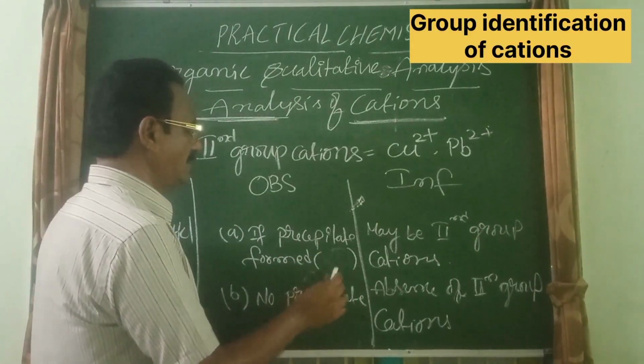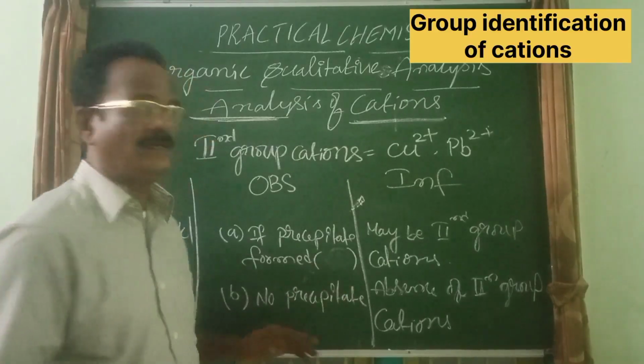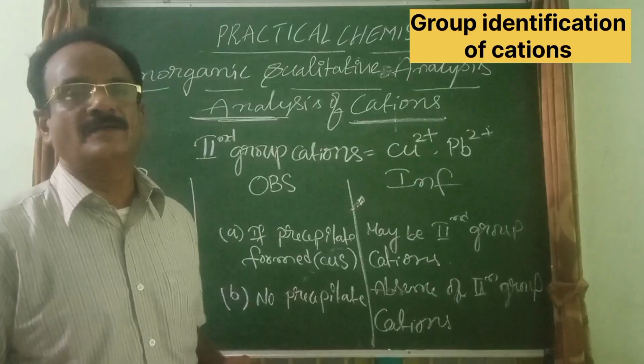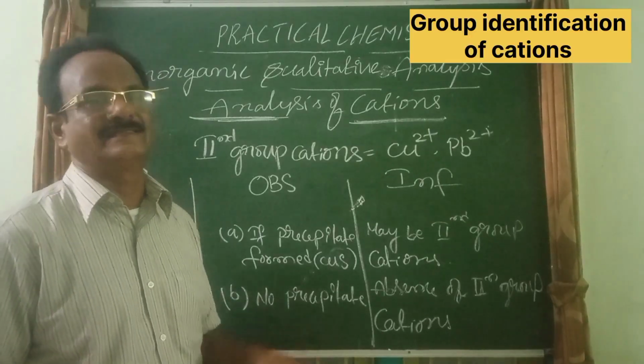Okay, for example, if copper is there, then one can get copper sulfide. Okay, if lead is there, one can get lead sulfide.